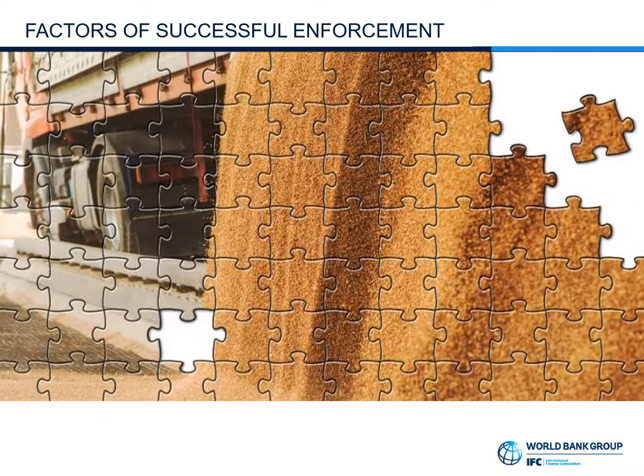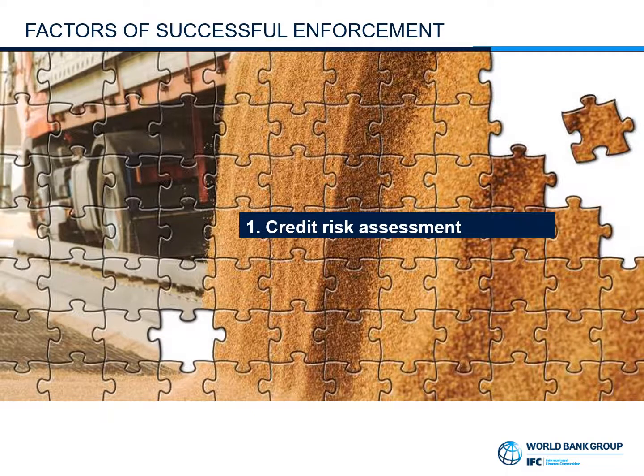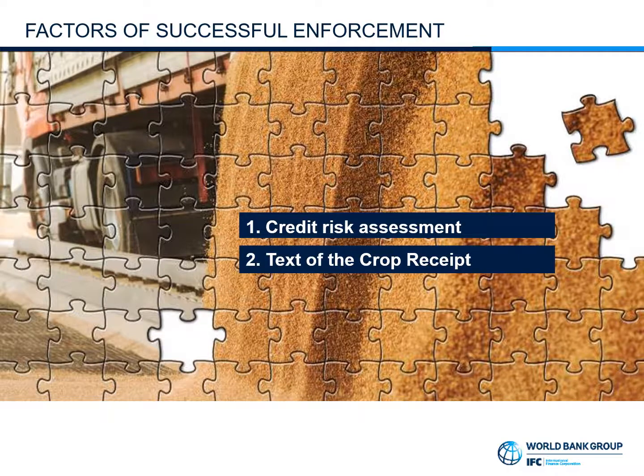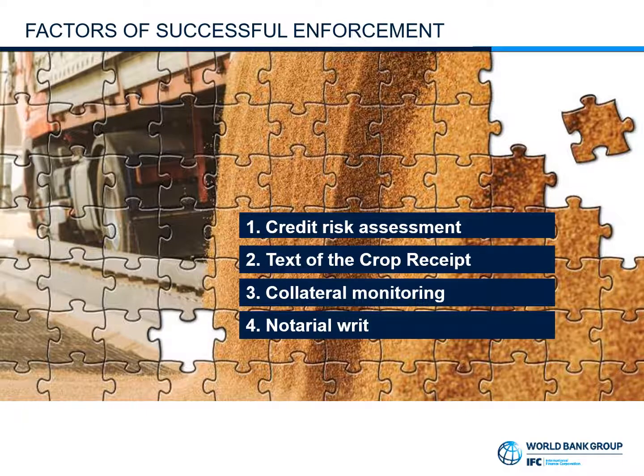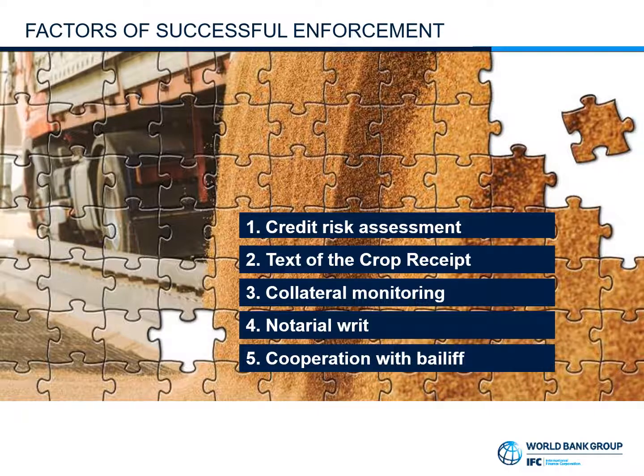Based on the market practice, the project defined the recommendations for the creditors to ensure successful enforcement under a crop receipt. Number 1. Carefully evaluate the creditworthiness and reliability of the farmer. Number 2. Follow the requirements to crop receipt text and its alignment with other agreements. Number 3. Monitor the collateral. Number 4. Ensure you can get an accurate notarial writ on time. Number 5. Cooperate with the bailiff in search of the collateral during enforcement proceeding.